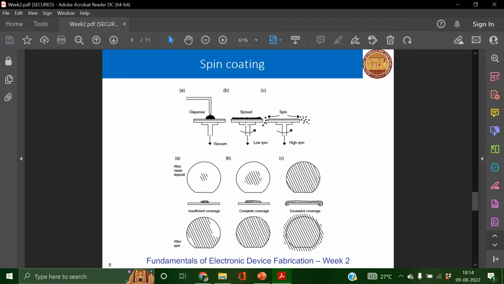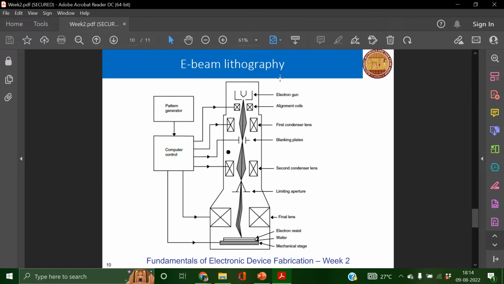During the deposition, it will first be spun at a low rpm and then at a high rpm to get a uniform layer. This is done both in the case of the mask as well as the wafer to apply photoresist. And then electron beam lithography.